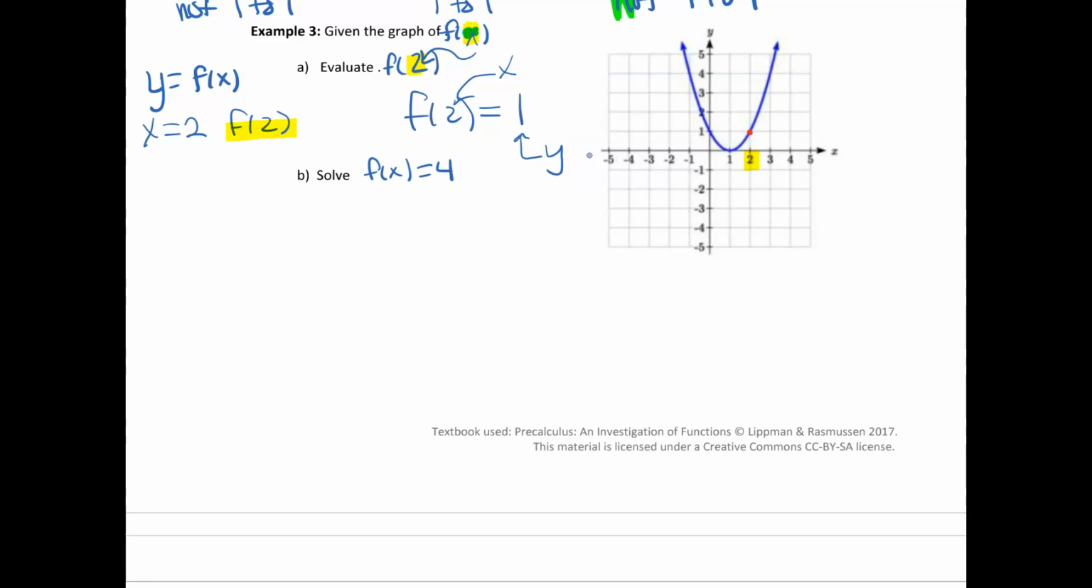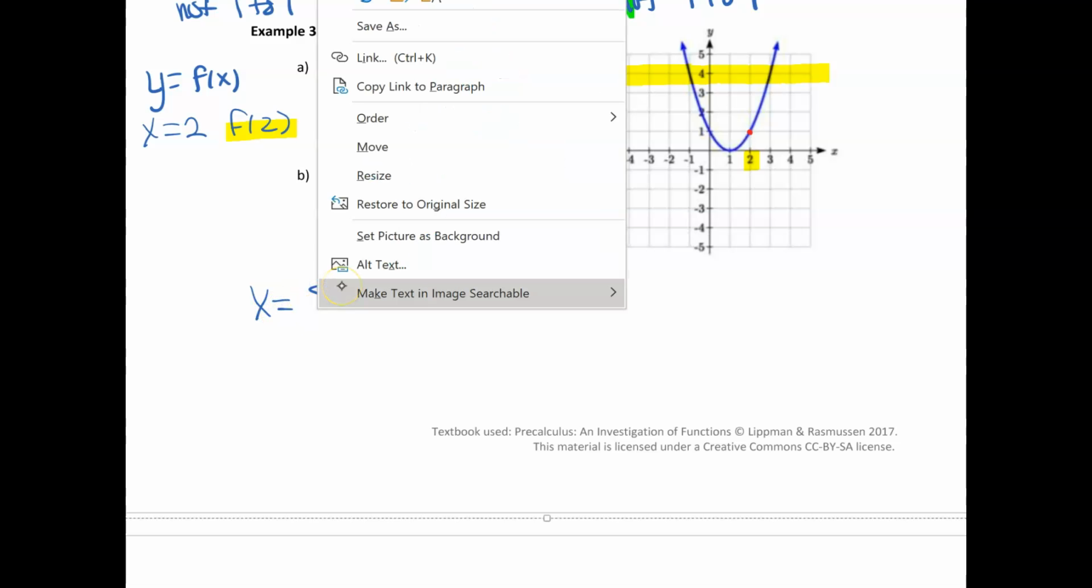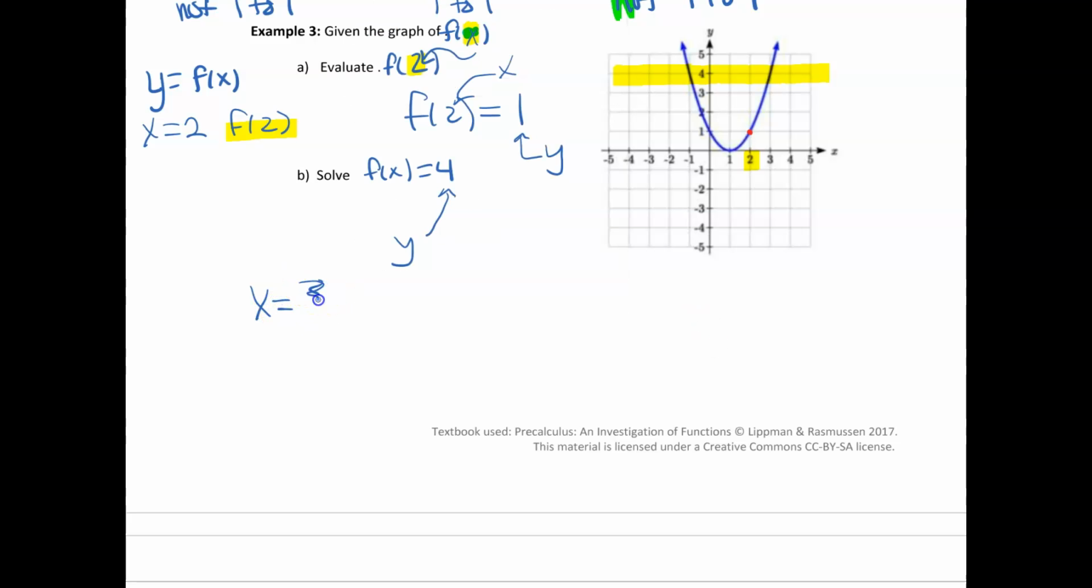So knowing all of this, when I go in here and do f of x is equal to 4, this is my y value. So I'm going to go on my graph to where y is 4, which is right here, and I'm going to grab that value. And so it says, essentially, x is what when y is equal to 4? And so we can see here by looking at the graph, it would be at this point and this point. So that would be x equals -1 and x is equal to 3.